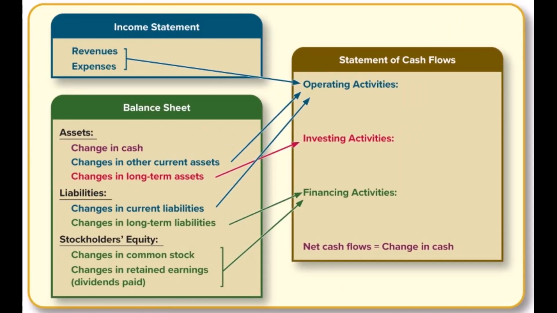This diagram shows the relationship perfectly. Revenues and expenses from the income statement, plus changes in current assets and liabilities from the balance sheet, all flow into the operating activities section. Changes in long-term assets drive the investing activities section, and changes in long-term liabilities and stockholders' equity drive the financing activities section. So, to recap, the statement of cash flows explains why a company's cash changed by classifying all cash transactions into three buckets: operating, investing, and financing.